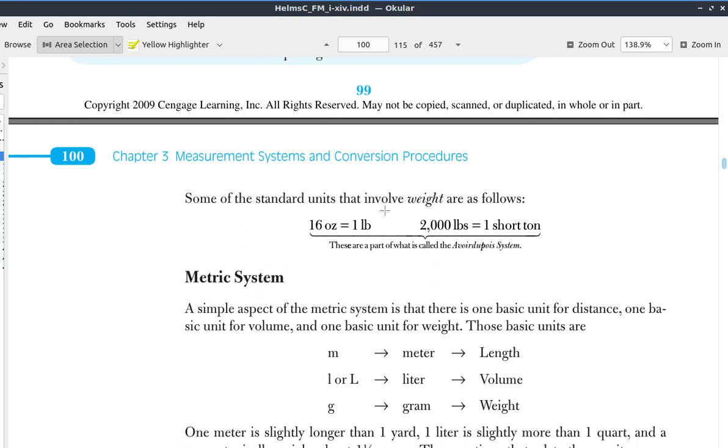Some of the standard units that involve weight are 16 ounces make 1 pound. 2,000 pounds is 1 short ton. Alright. Now these are part of what is called the Avogadro system.